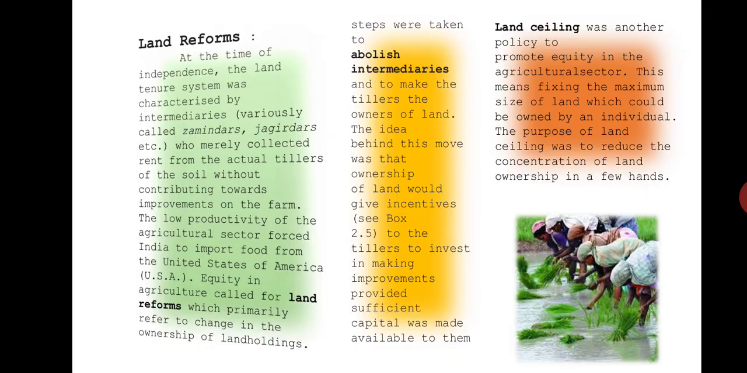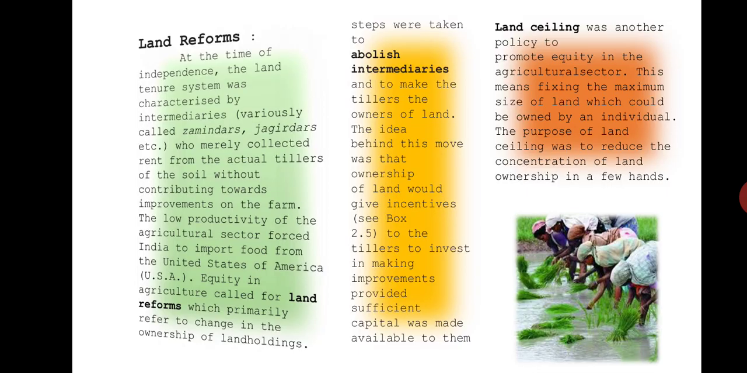In agricultural development, certain measures were taken to promote the growth of the agriculture sector. One is institutional change in the Indian agriculture system, known as land reforms. The main objective of the land reforms program was to achieve equity in Indian agriculture.